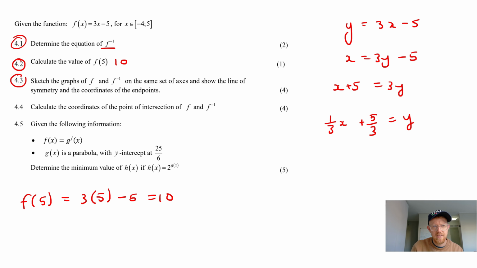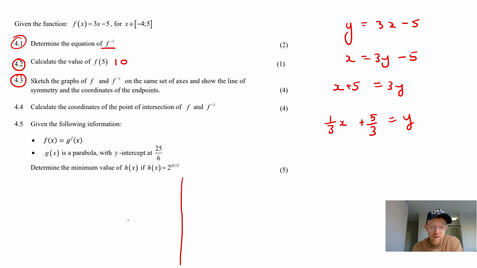This one over here says sketch the graphs of f and the inverse on the same set of axes and show the line of symmetry, and then also the coordinates of the end points, because these graphs are not going to have arrows just going on, because they've limited us over here. So that's going to be interesting because it's going to limit us quite weirdly for the inverse as well. Okay. So I think for now, just to procrastinate and to avoid having to actually do the question because it looks a bit weird, let's just go do the easy part first.